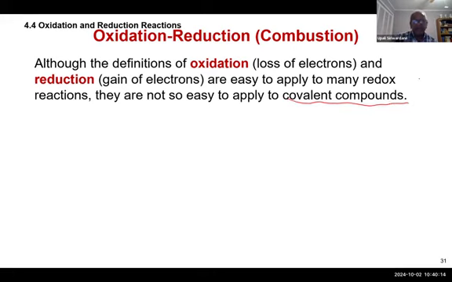Therefore, we deal with oxidation reduction reactions of covalent compounds separately, just as we discuss bonding differently. Oxidation reduction reaction of covalent compounds require different approach. There are no ions directly seen in covalent compound. Therefore, it's hard to figure out which one is being oxidized, reduced.